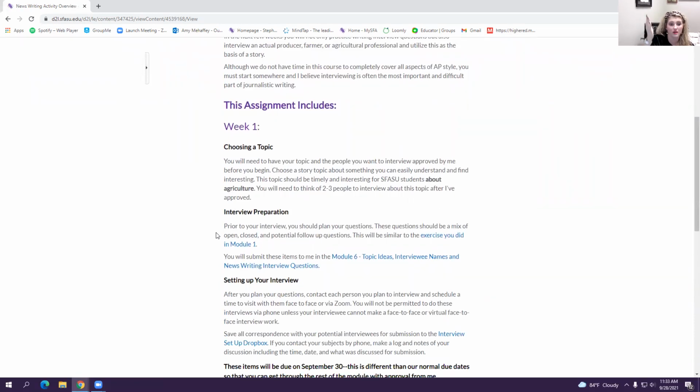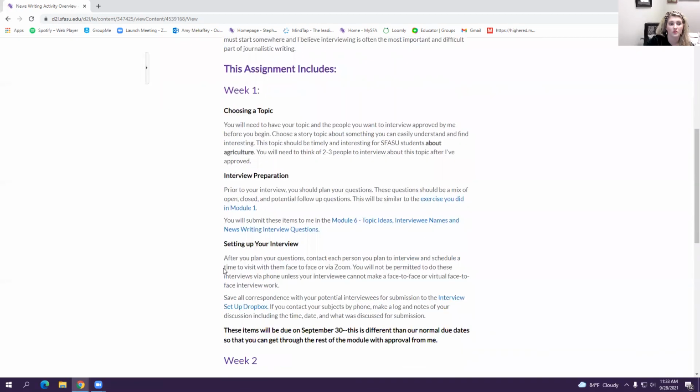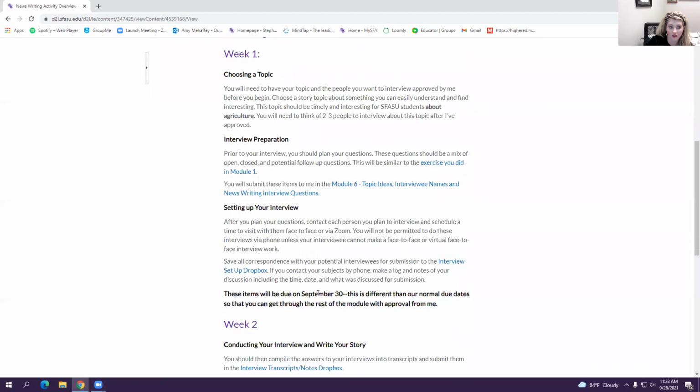Once you get from me that you've been approved, between then and next week, you'll need to tell me about who you're going to interview. So you're actually going to contact these people. You need to keep track of your emails, or if you call them on the phone, write down what you talked about. Don't text somebody, that's unprofessional. I want you to act like a journalist and be really professional and tell these people what you're doing and what you're trying to achieve. You need to schedule the interview.